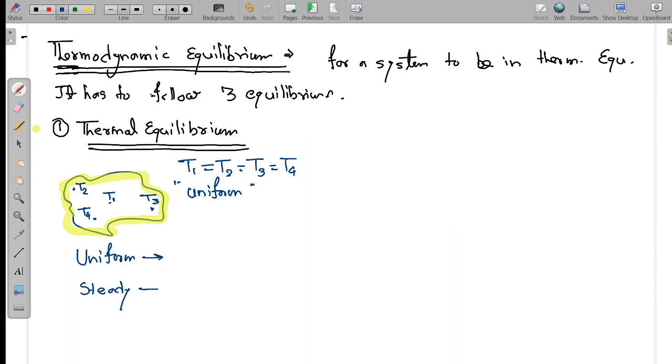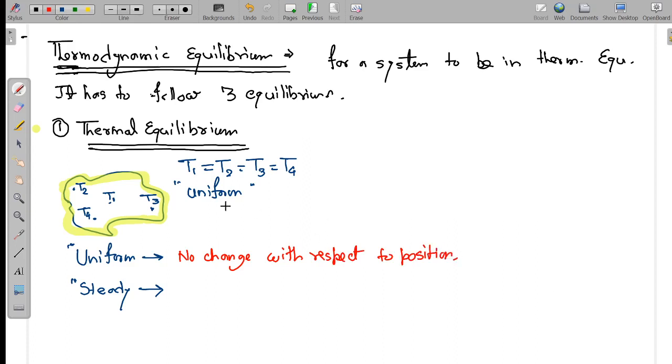You will come across these two words a number of times. So what do you mean by uniform and what do you mean by steady? Uniform means no change with respect to position.